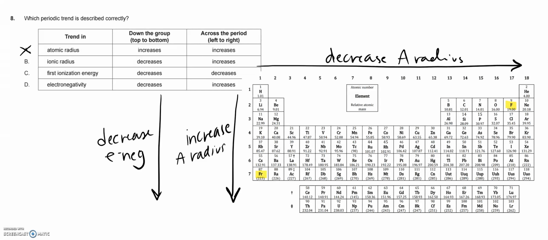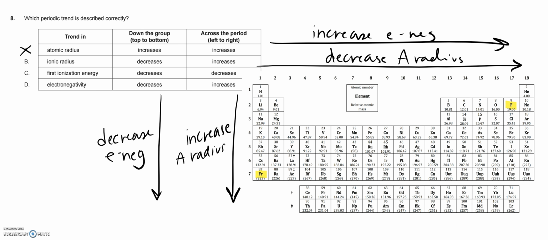So it's decreasing as we go down, and we would be increasing as we go across, because we're getting closer to that fluorine. Those halogens only need one more electron to be like the noble gases, so they're going to have a strong pull on any shared electrons. So it would increase the electronegativity, which means D is the correct answer.